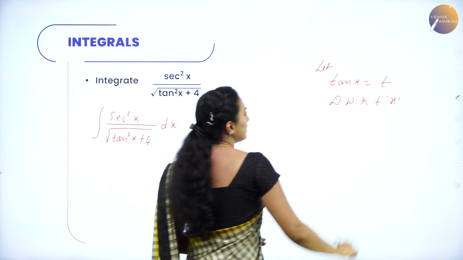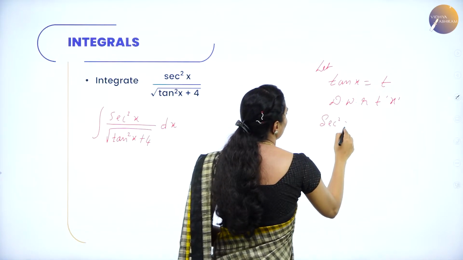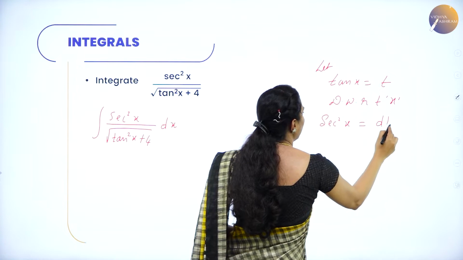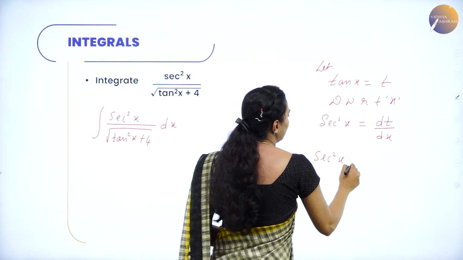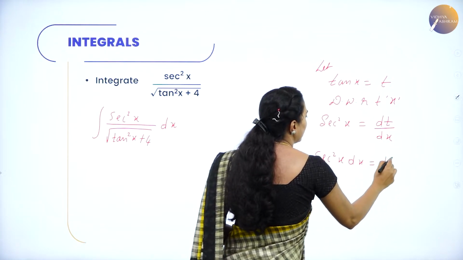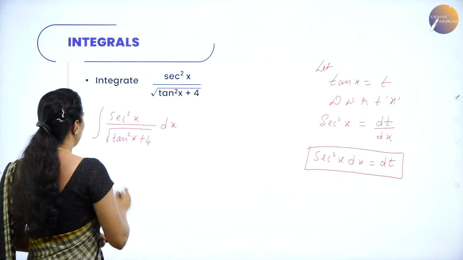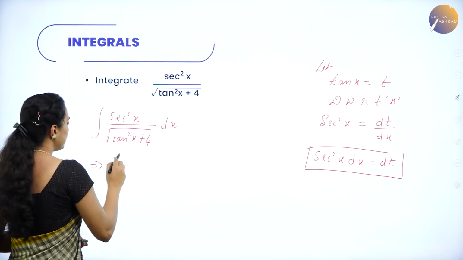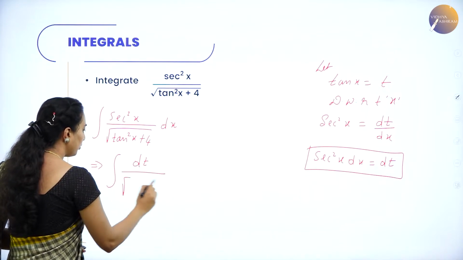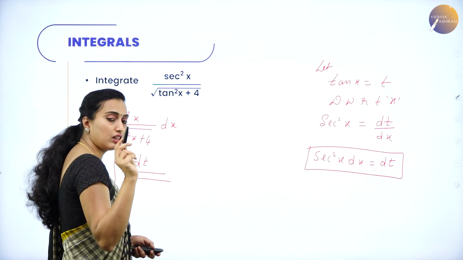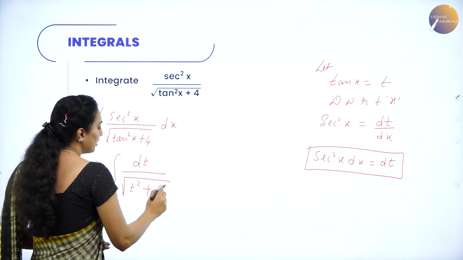Now differentiate this with respect to x. If you differentiate this with respect to x, you are going to get secant squared x equal to dt by dx. Otherwise, secant squared x into dx is equal to dt. Now you can substitute the numerator as dt in the given integral, which implies dt divided by under the root of tan squared x. Tan x is nothing but t, so t squared plus 4, I can write it as 2 squared.